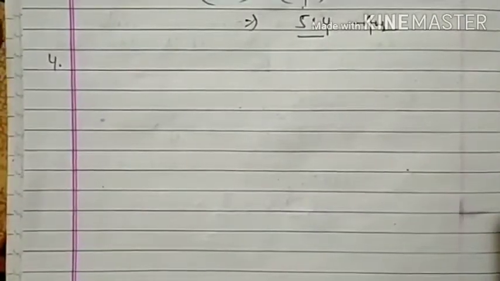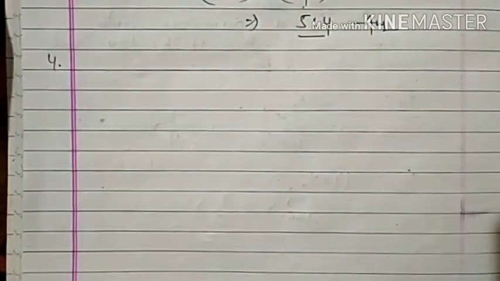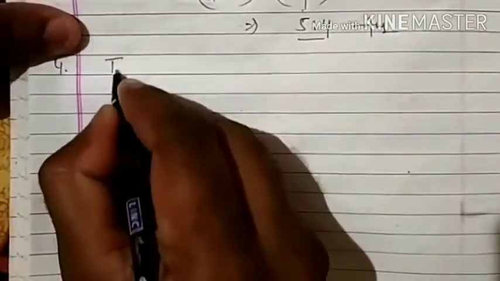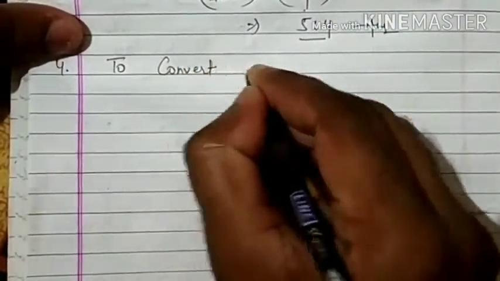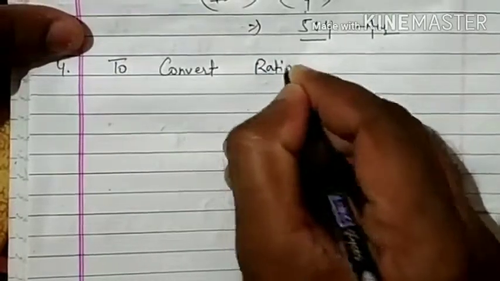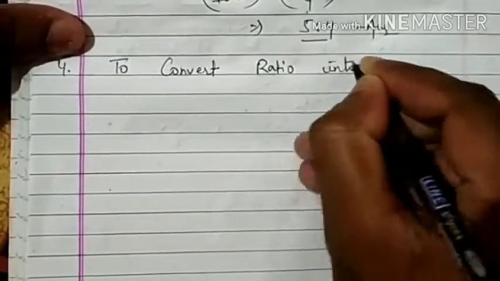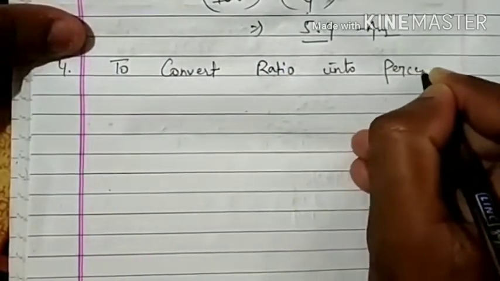Let's move on to, this was the third topic. Let's move on to the fourth topic. The fourth topic is to convert ratio into percentage.